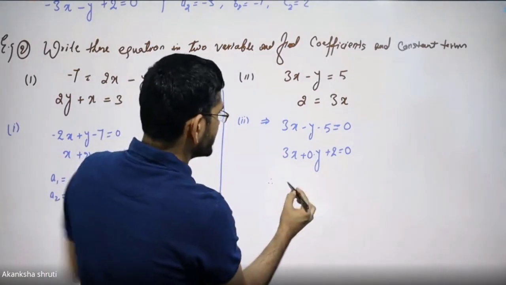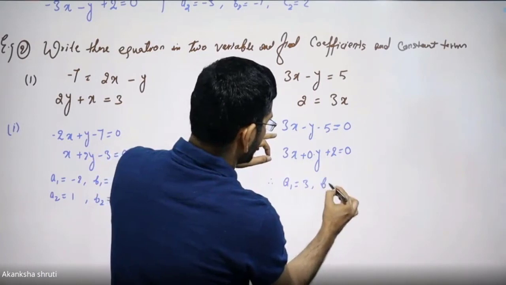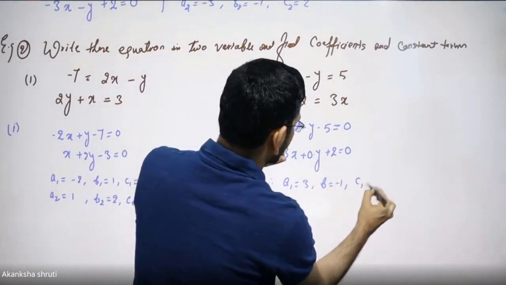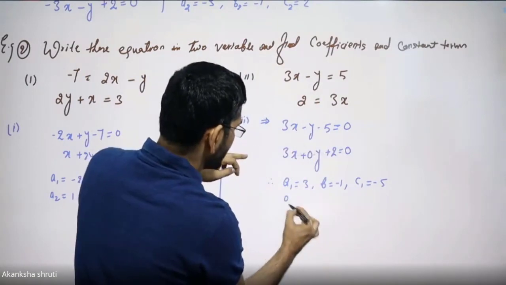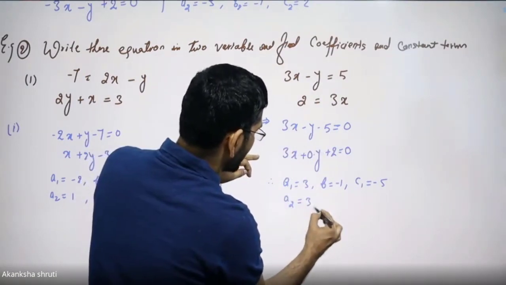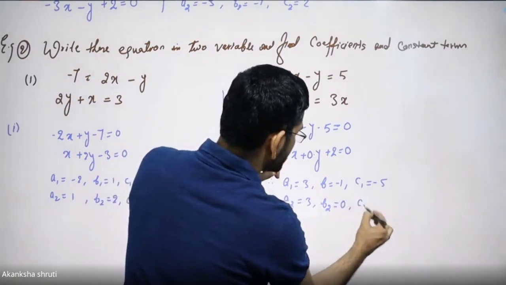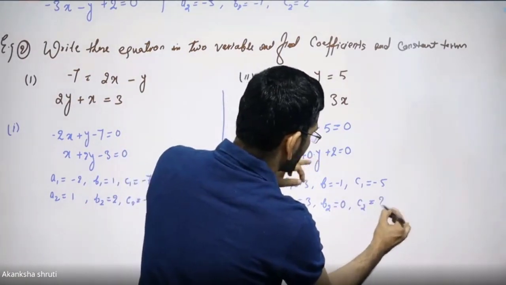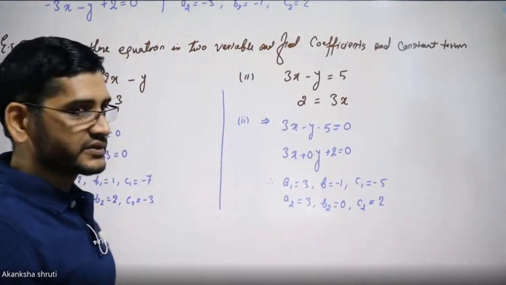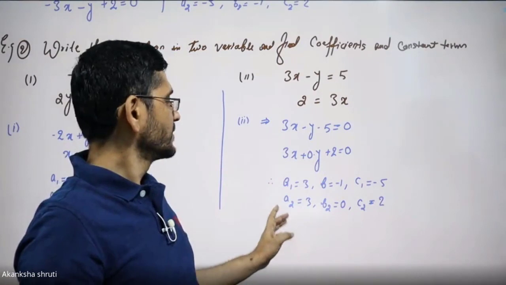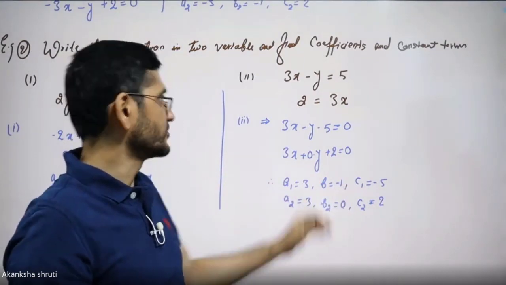Therefore here you need to write from the first a1 as 3, b1 as minus 1, and c1 as minus 5. But from the second equation, the a2 obtained is 3, the b2 obtained is 0, and the c2 obtained is 2. Okay, so this is how to find the coefficient and constant. This is the first step and very useful. You will observe later. This is a very useful thing.